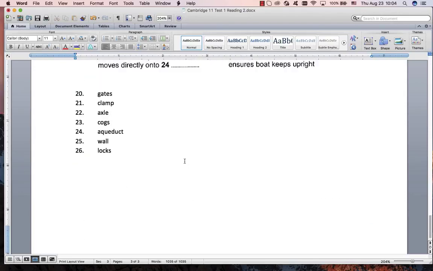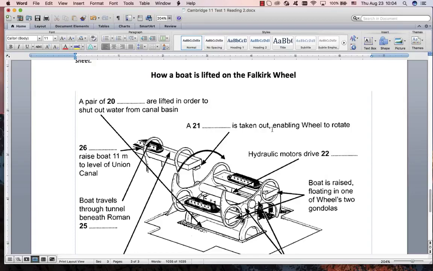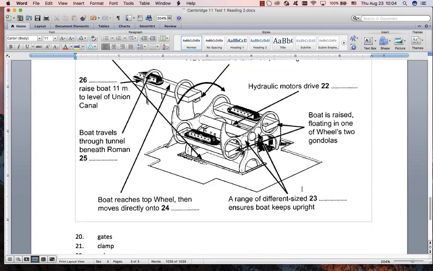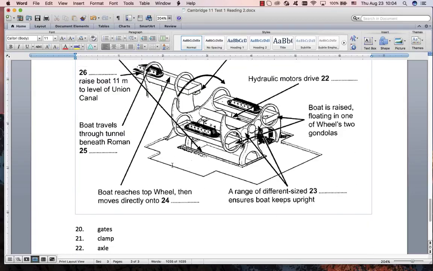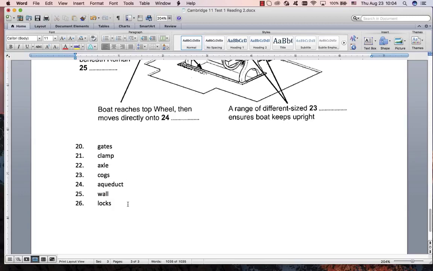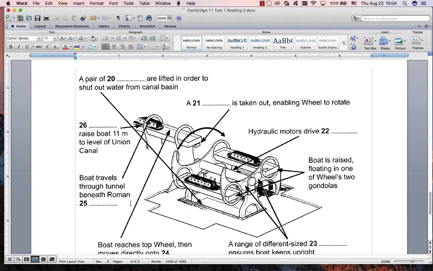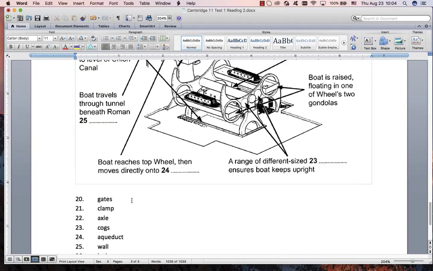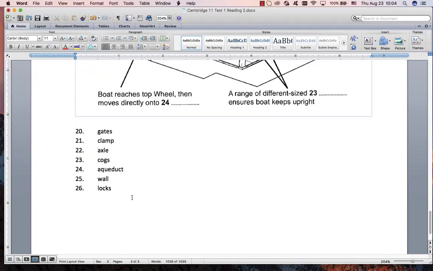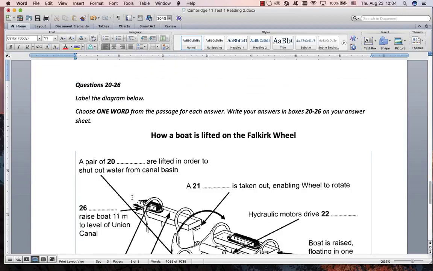The grammar really helped us with 4 of those 7. The grammar told us what we were looking for: single or plural, countable or uncountable. Okay, that's a good start to this reading. 7 out of 7 so far. Let's look at the true, false, not given.